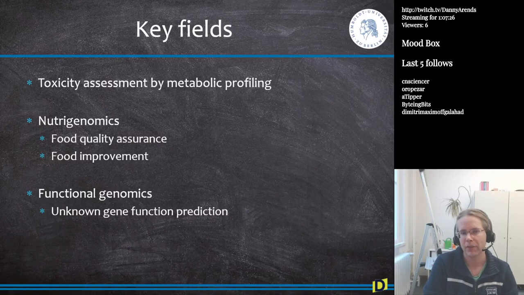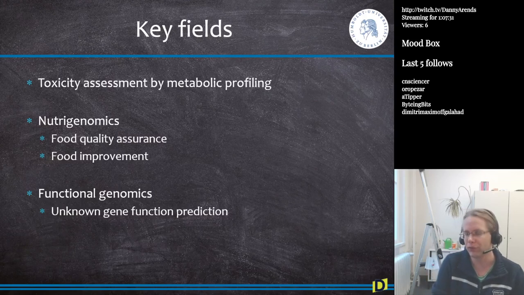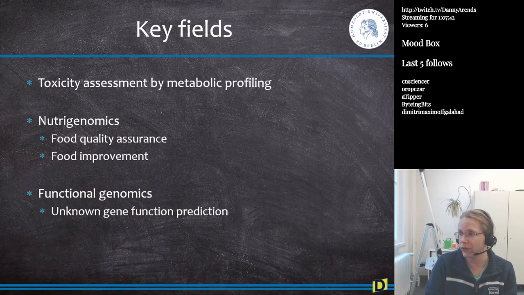And does it change in a way that we can say, well, this person is sick or is on the verge of getting sick? One of the other key fields is nutrigenomics, where we look at food quality and food improvement. Of course, we want to have food which has very specific metabolites in there, so that it becomes better at feeding humans. But we also have food quality assurance, because we don't want certain metabolites to be present in food, right? We don't want toxins in our food. And so also there, metabolomics and especially mass spectrometry is one of the tools that people use to make sure that the food is safe to eat and that there are no toxic chemicals in there.